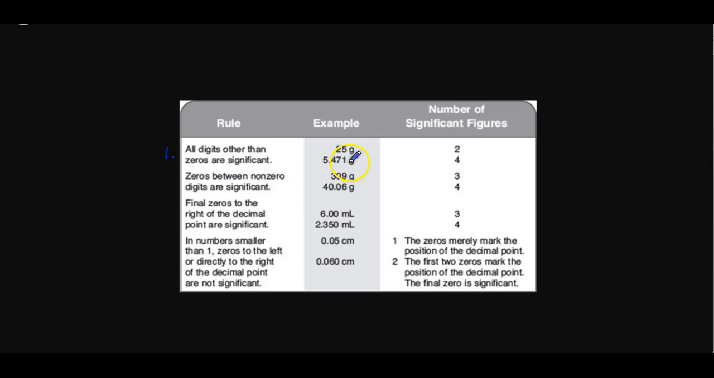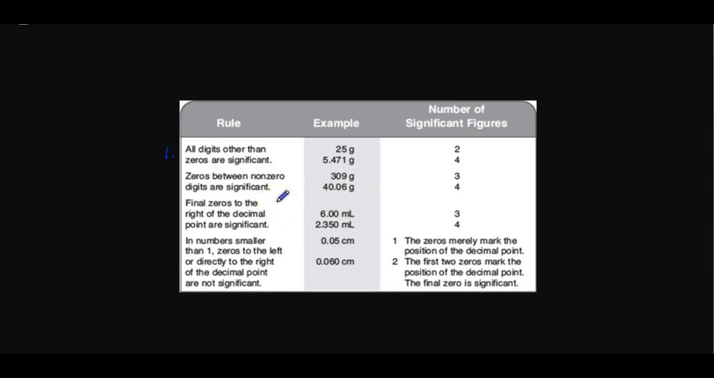All right, zeros between non-zero digits are significant. So what that basically means is zeros that are in between other numbers are significant. Okay, so this will make more sense later. So when we're looking at the number of significant figures, this is 3 and this one's 4.